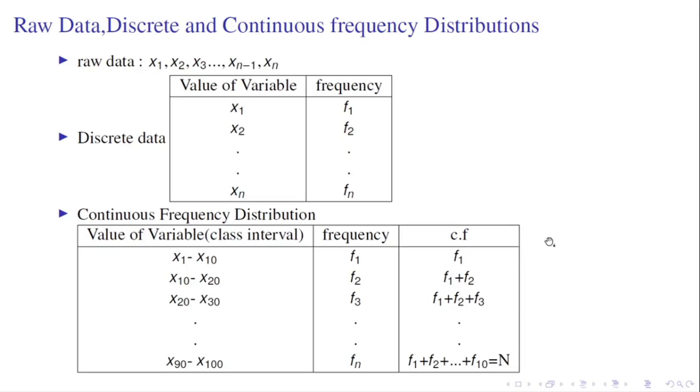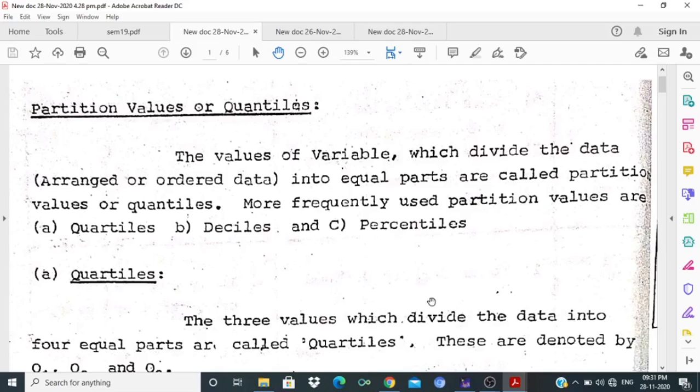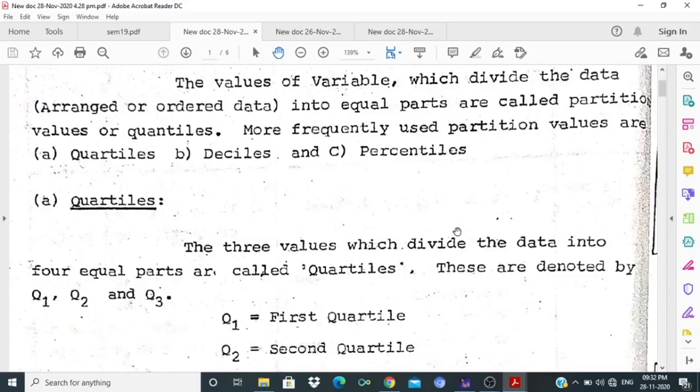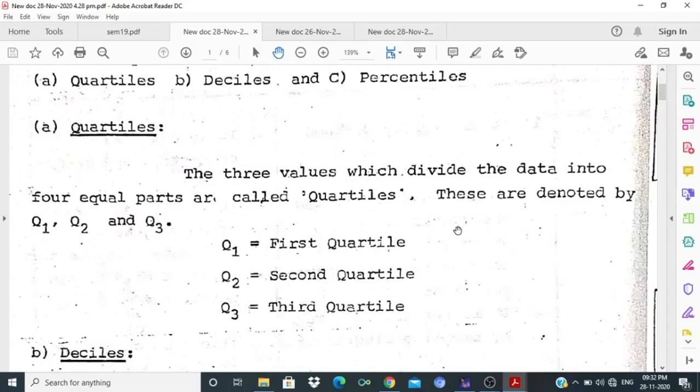Okay, now we will discuss the partition values. The partition values are also called quantiles. The values of the variable which divide the arranged or ordered data into equal parts are called partition values or quantiles. More frequently used partition values are quartiles, deciles and percentiles. First, let us discuss the quartiles.